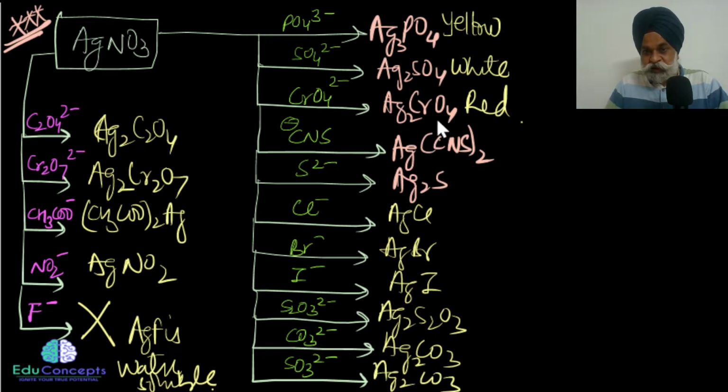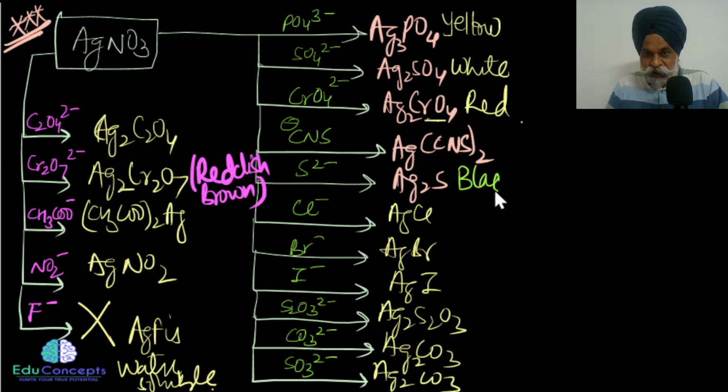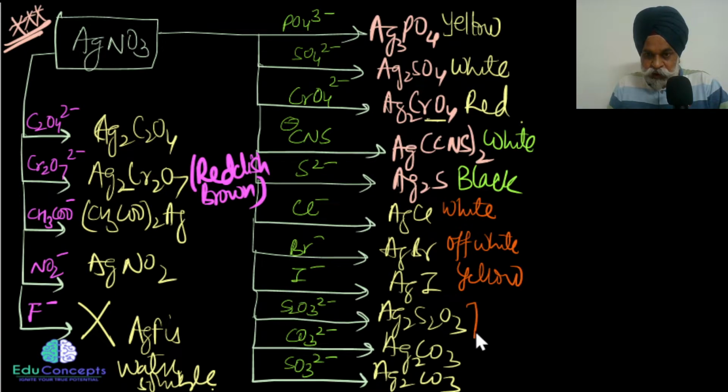This red color is because of the chromate ion, and dichromate is also red, and it is reddish brown. Most of the other salts you would find are, except for this one is black and this one is white. This is off-white or light yellow, and this is yellow, and all of these are white.